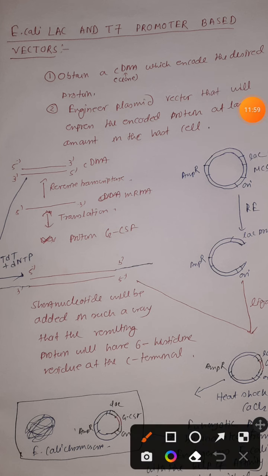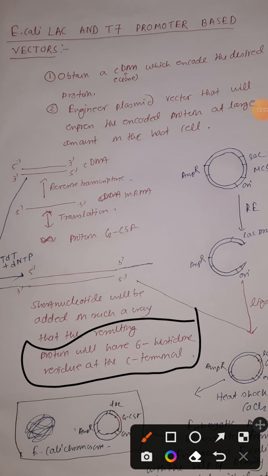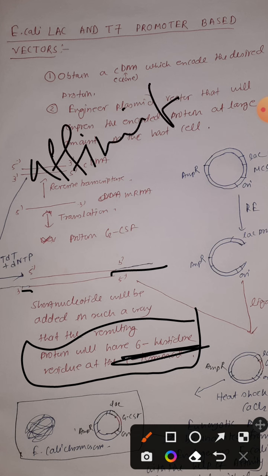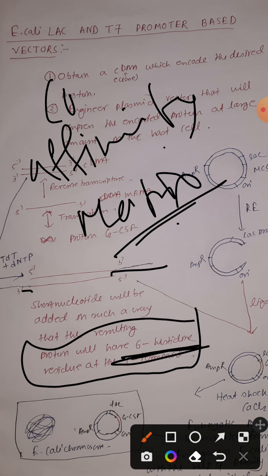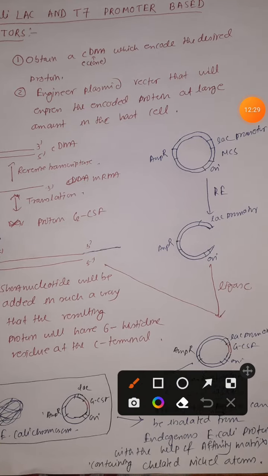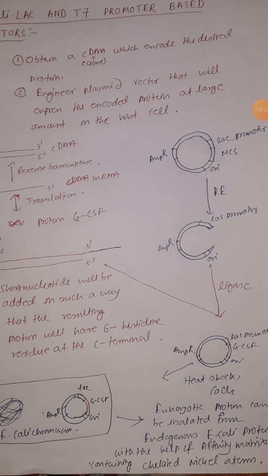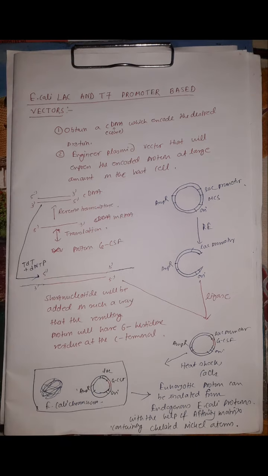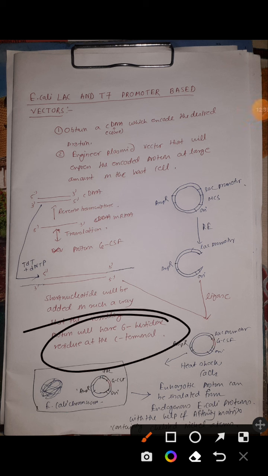That is the reason why I have incorporated short nucleotides in such a way that ultimately the protein product has 6 histidine residues at the C terminal, because we are going to treat our total protein sample with an affinity matrix that consists of chelated nickel atoms. These chelated nickel atoms have affinity towards the 6 histidine, but the remaining E. coli protein molecules do not usually bind to the chelated nickel atoms present in the affinity matrix.